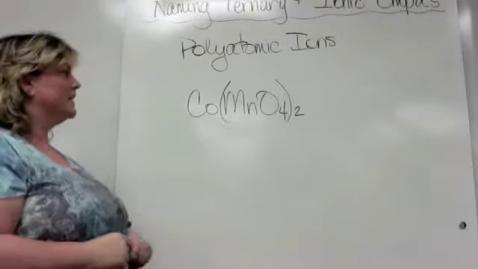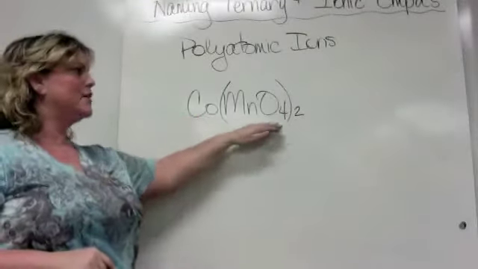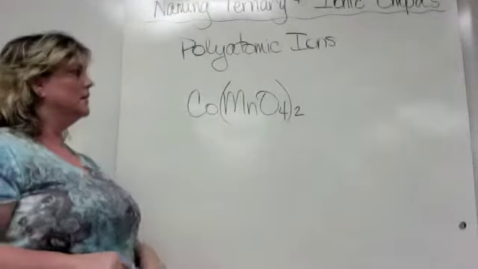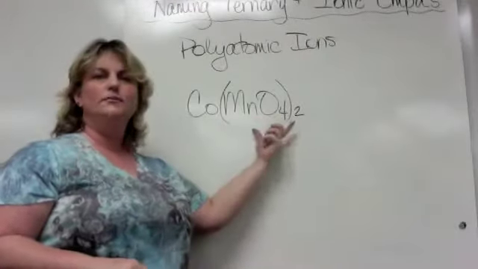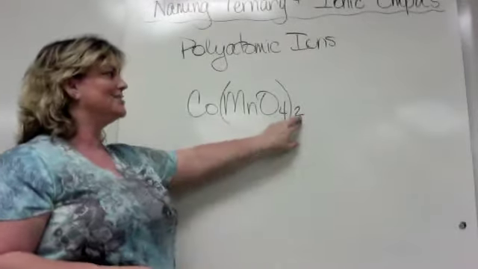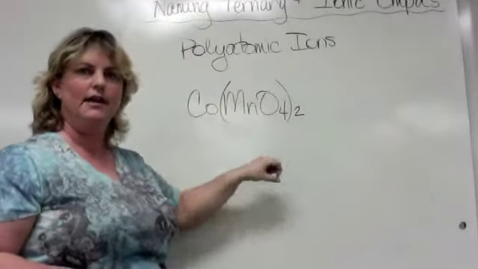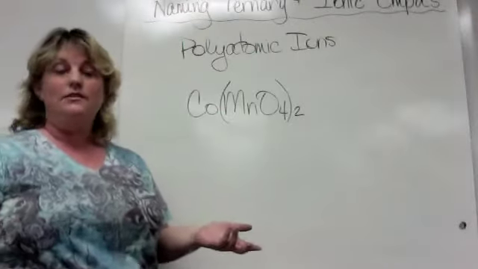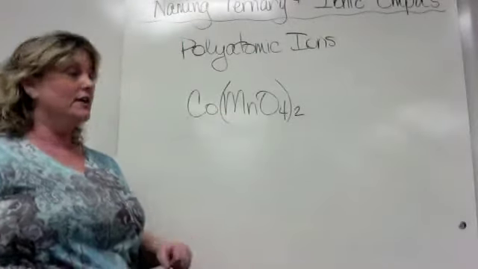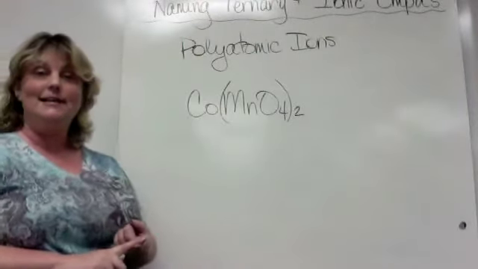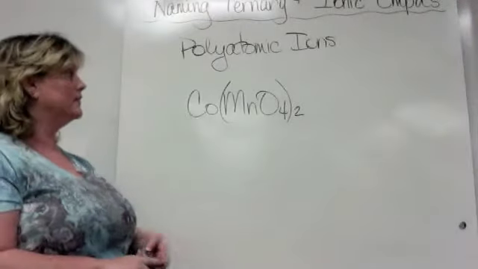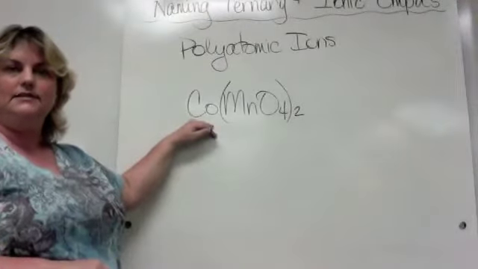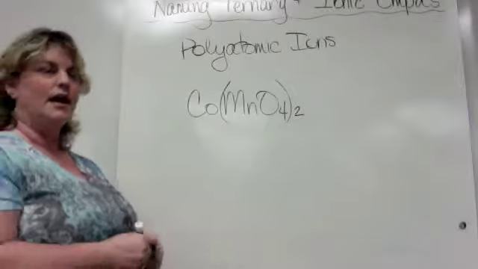Okay? So we got Co(MnO4)2. Remember, all that the parentheses meant was I actually have 2 of the MnO4s. Okay? Let's go ahead and ask ourselves all of our questions. Question number 1, is it an ionic or a covalent compound? Well, cobalt is a metal. This is an ionic compound.